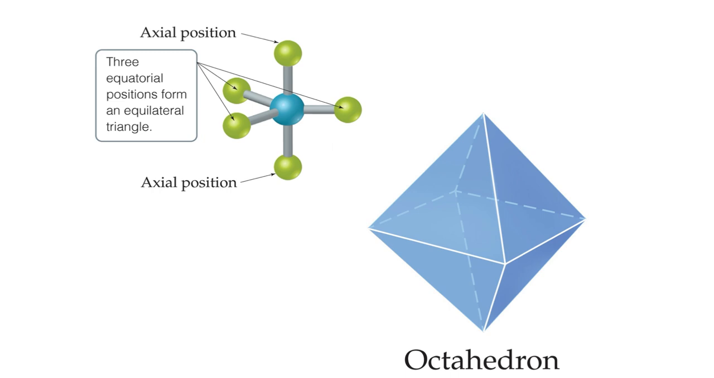Let's look at some geometry trends of the trigonal bipyramidal structure. If you recall, trigonal bipyramidal and octahedral geometries come up when we have either 5 or 6 total domains. So 5 total domains is trigonal bipyramidal. Octahedral is when we have 6 total domains.